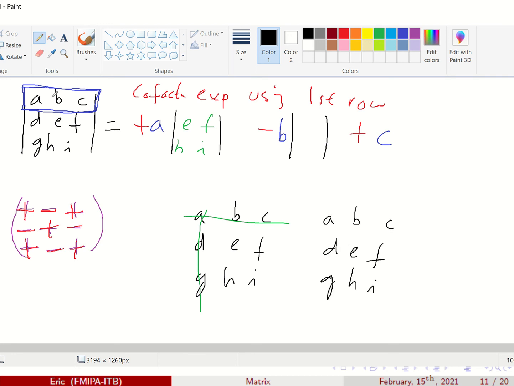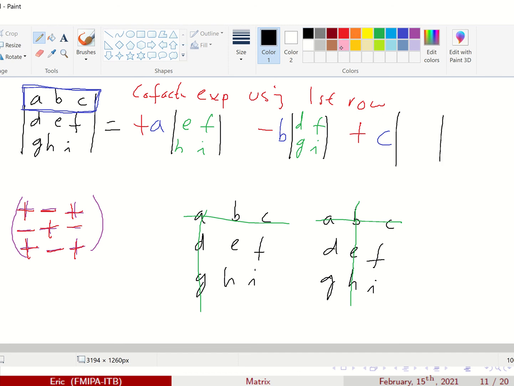Okay, yeah. B is the first row and the second column. So you have to eliminate the first row and the second column. So you have D, F, G, I. Okay, yeah. And you can do the rest the same as this.